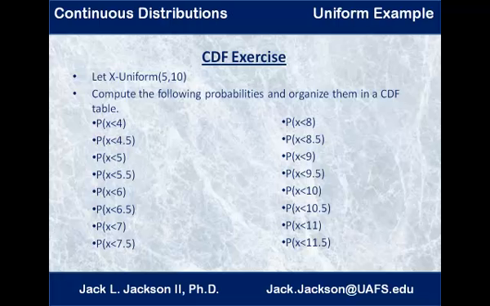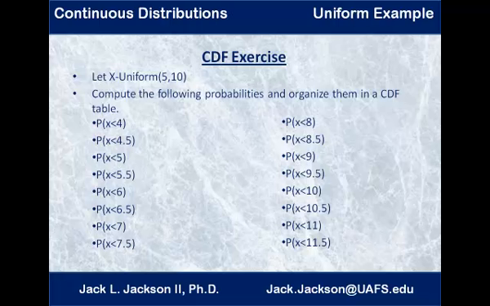Now remember, the CDF is the probability that x is less than or equal to the x value. So all these are probabilities that x is less than or equal to a number, or remember, since it's continuous, we can say probability that x is less than or equal to 4, or probability that x is less than 4, same thing. So these are CDF values. So let's figure these out. Probability that x is less than 4, x is less than 4.5, and so forth.